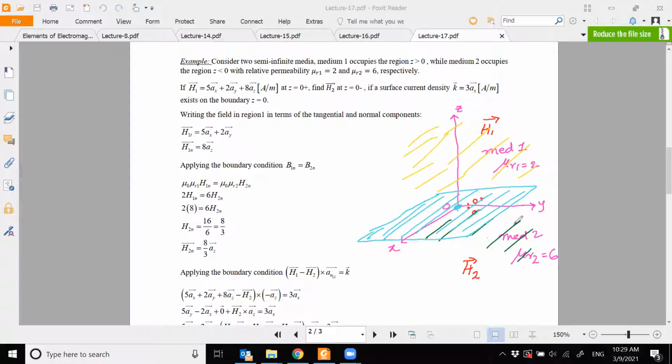Once you visualize this, I can quickly decompose my H1 into the tangential and normal components, because if the XY plane is my boundary, then the X component and Y component will be my tangential components, and the Z component will be my normal component. So I have now decomposed them. Now apply the boundary condition. First we apply the second boundary condition, as it is easier. So B1 normal must be equal to B2 normal.